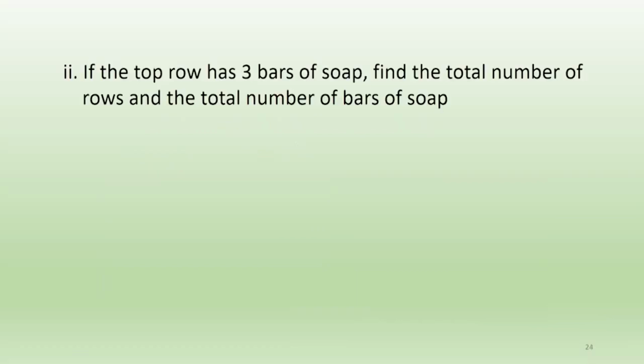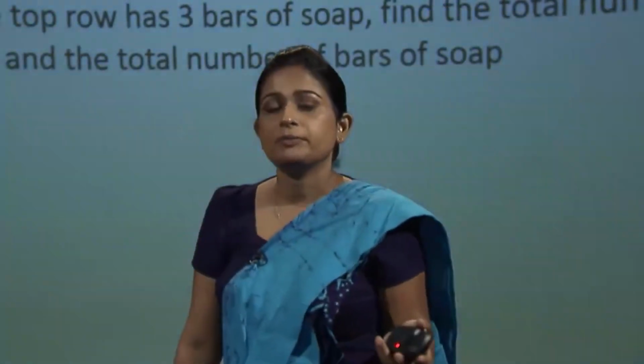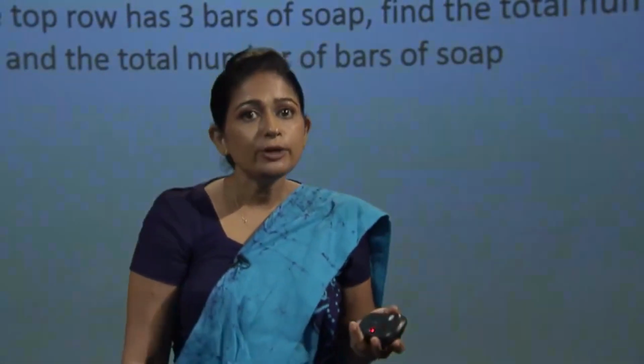If the top row has 3 bars of soap, find the total number of rows and the total number of bars of soap. What do you mean by that? Here they mention 3 bars of soap in the top row. Then you think there are 3 bars of soap in the top row. Find the total number of rows and the total number of bars of the soap. Okay. Then how do we do that?